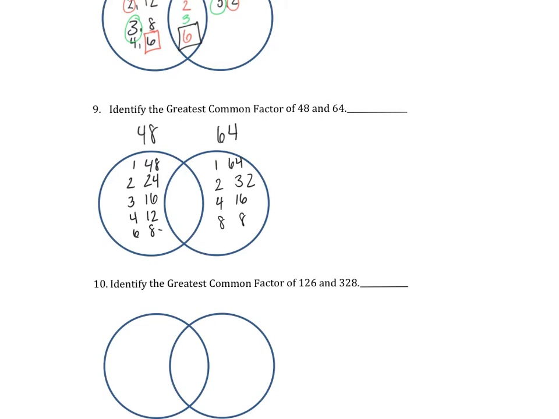Then what you're going to do is you're going to go ahead and circle. So I know my 1 is in common, 1. I know I have 2 in common, 2. Do I have 3? No. 4? Yes. 5? No. 6? No. 7? No. 8? Yes. 9? No. 10? 11? 12? No. 16? Yes. 24? No. 32? No. 64? No. And no 48. So here, your GCF is 16.